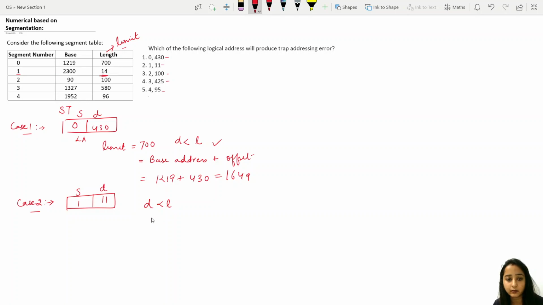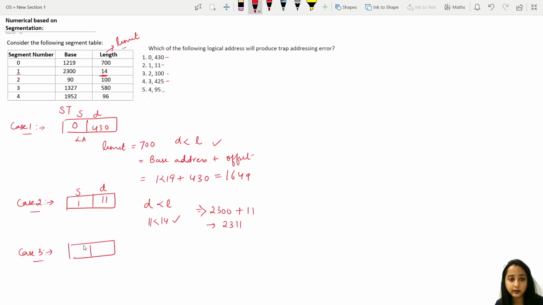14. So 11 is less than 14. Yes. So I will simply add the base address. Base address is 2300 plus what is the limit? 11. And what it will be? 2311. So here also no error is there.